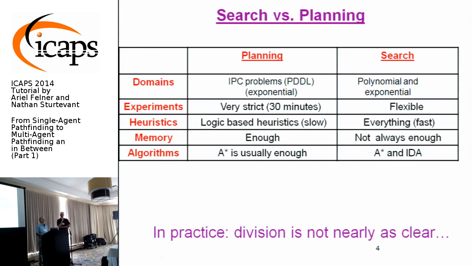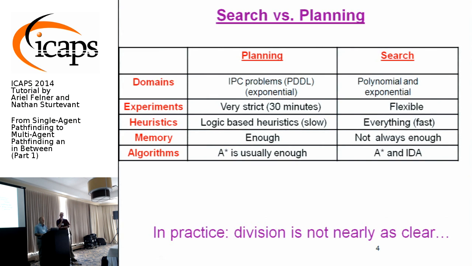A common important experiment that is done in the planning community is to see what I can do in 30 minutes. In search, we are not always committed to that. Sometimes I can run for years. I don't care. This is why memory restrictions in experiments in search are sometimes more of a big deal.